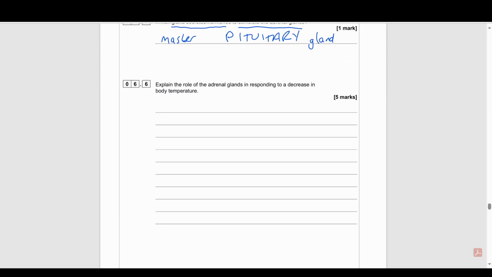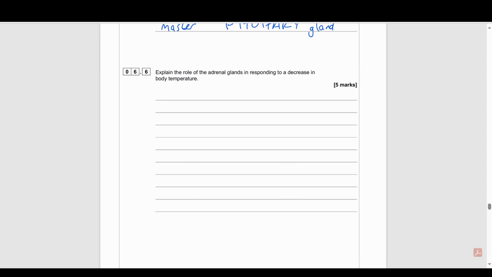6.6. Explain the role of adrenal glands in responding to a decrease in the body temperature. 5 marks. So in this case, we need to discuss exactly what do the adrenal glands do. It says responding to a decrease in the body temperature. Well, a response to a decrease in the body temperature would be for the body temperature to increase again. So get back to around 37 degrees.